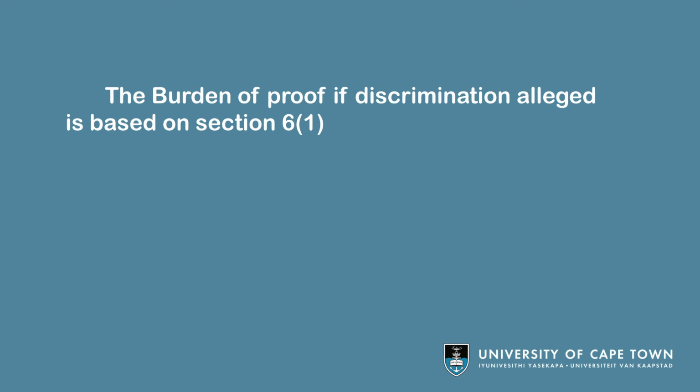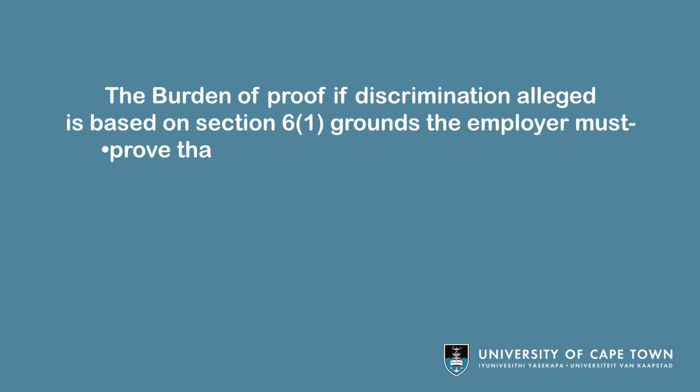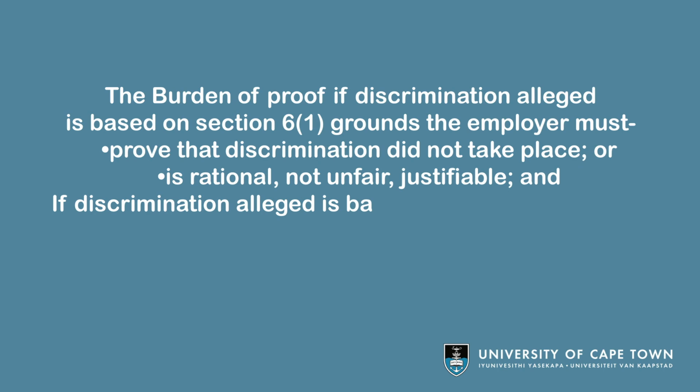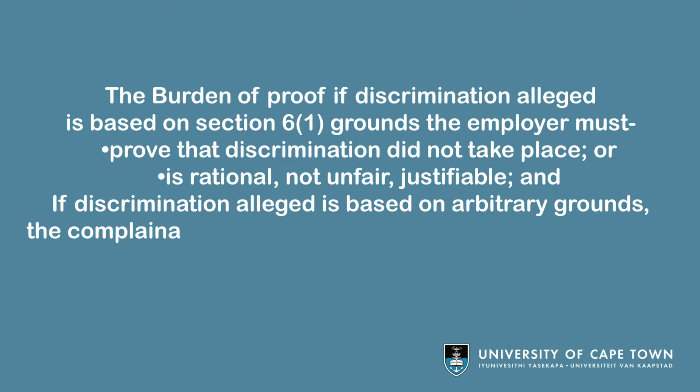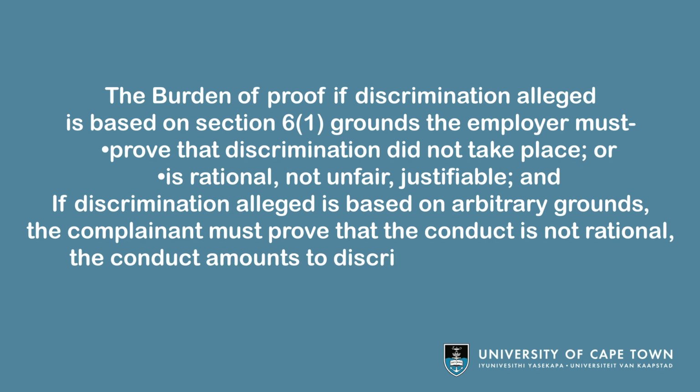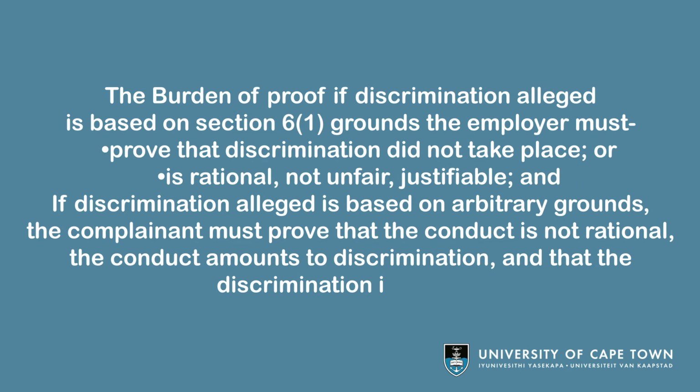The burden of proof, if discrimination alleged is based on Section 6(1) grounds, the employer must prove that discrimination did not take place or is rational, not unfair, justifiable, and if discrimination alleged is based on arbitrary grounds, the complainant must prove that the conduct is not rational, the conduct amounts to discrimination, and that the discrimination is unfair.